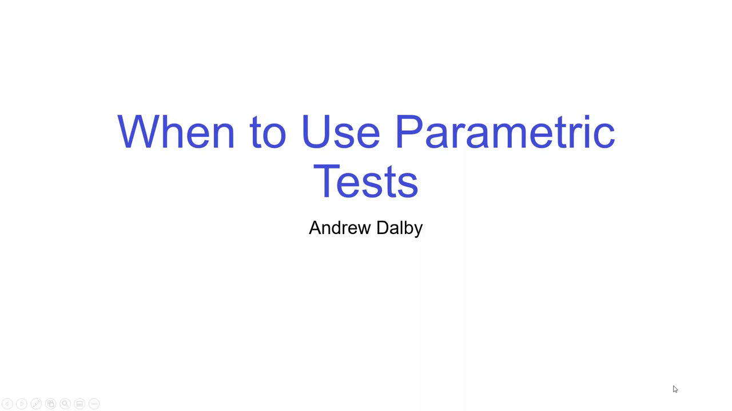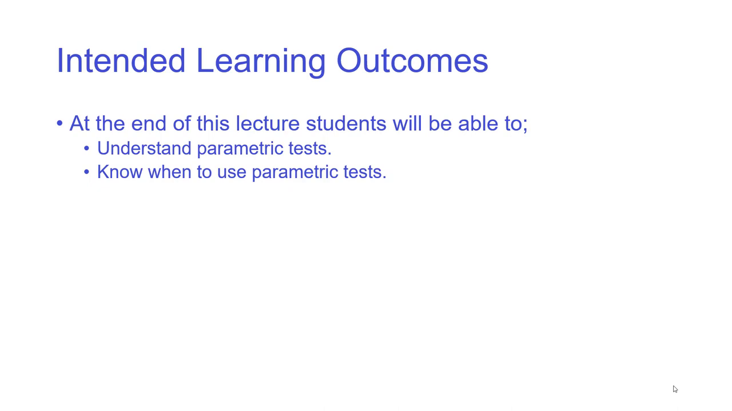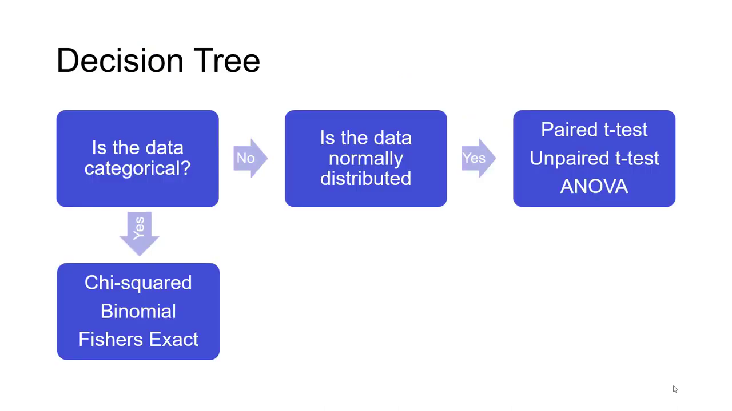So now I'm going to talk about when you need to use parametric tests. You have to understand what the point of parametric tests is and to know when to use them. First I'm going to start with a simple flowchart. If the data is categorical, then you cannot use a parametric test. You have to use chi-square, binomial or Fisher's exact tests.